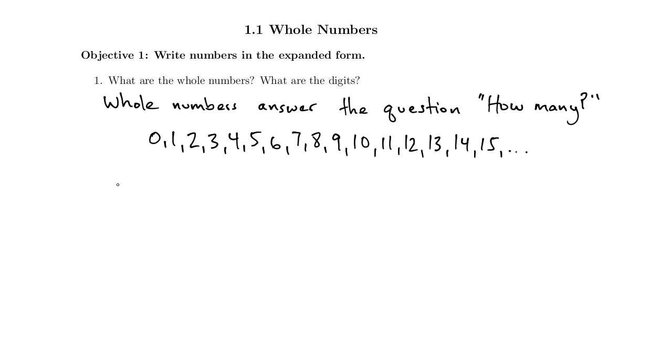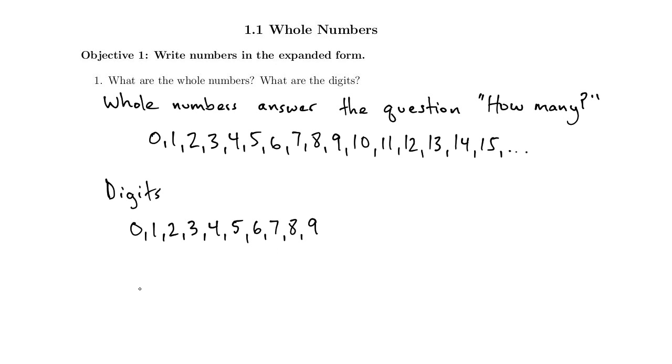Okay, and these whole numbers are made up of digits. So what are the digits? Well, let's see. The digits are the numbers 0 through 9. So 0, 1, 2, 3, 4, 5, 6, 7, 8, and 9. So all of the whole numbers are made up of the digits.